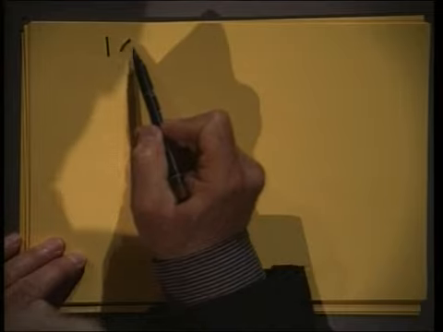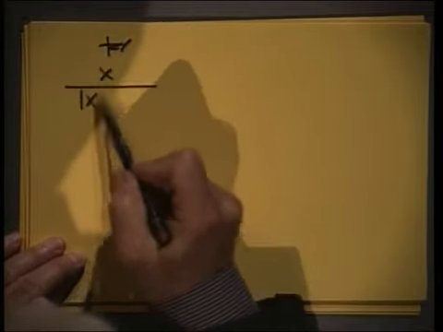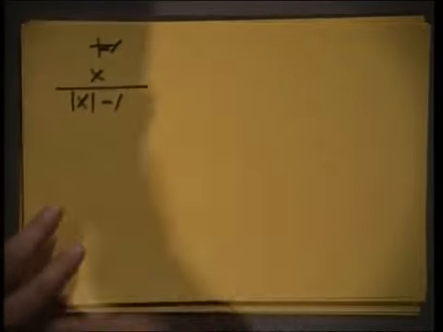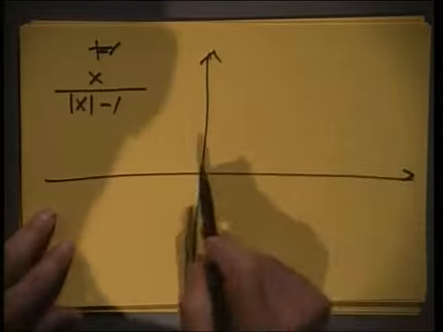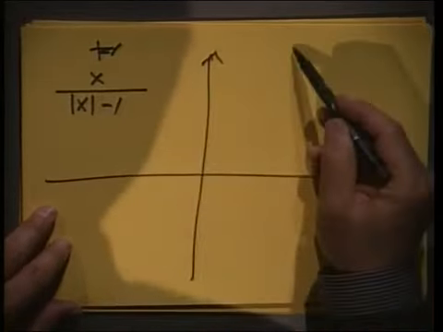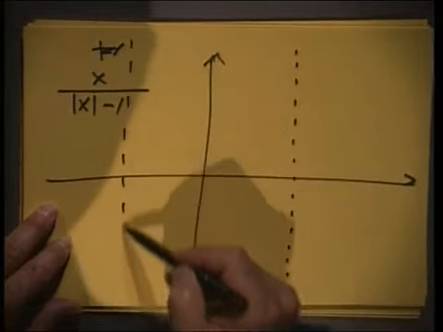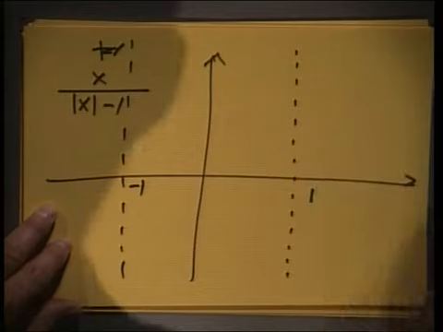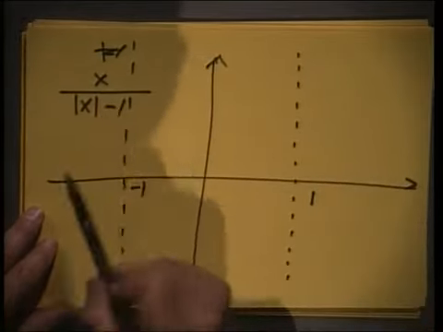Suppose, for example, we wish to revert to something of this sort: x divided by, for example, modulus x minus 1. Would this be different than the function that we just studied? No, it wouldn't be much different, because here again, you have two vertical asymptotes at minus 1 and 1, and then you have also two horizontal asymptotes.